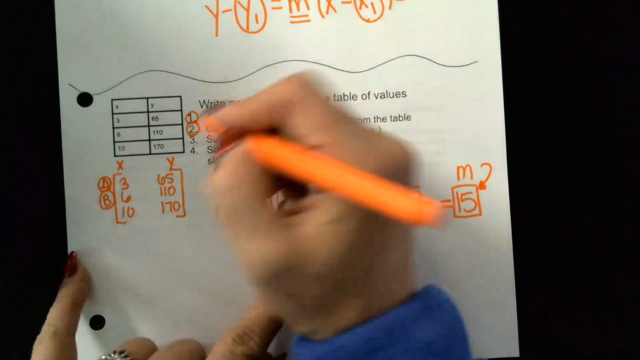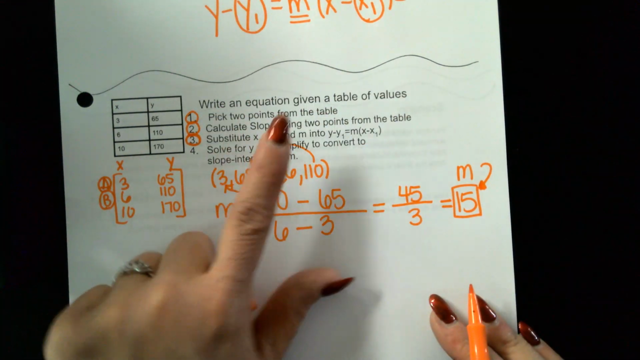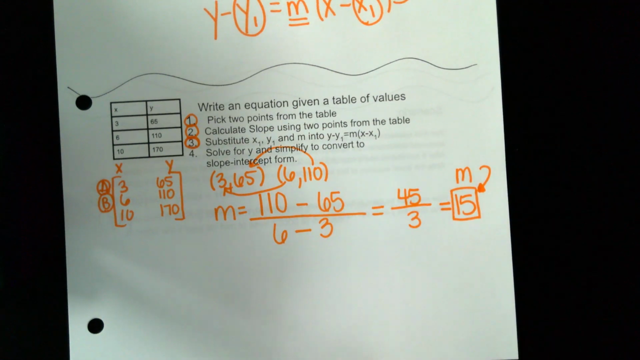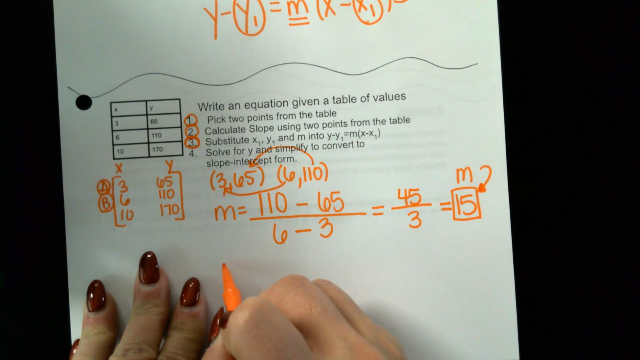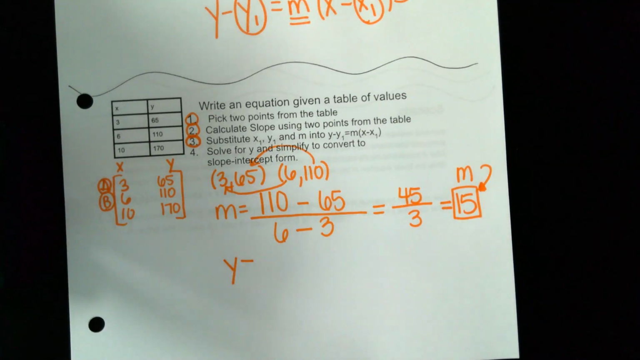All right, step number 3. Substitute x, y, and m into point slope form. So I want everybody to write this. You start with y minus. Now we have to decide on which ordered pair we want to use.